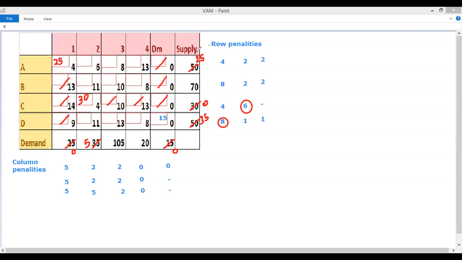Now again compute the row and column penalties. Here the first minimum value is 6, the next minimum value is 8, so the penalty is 2. Again here 10 and 8, it is 2. Here we don't have to compute. Here the first minimum is 8, the second minimum is 11, so the penalty is 3.